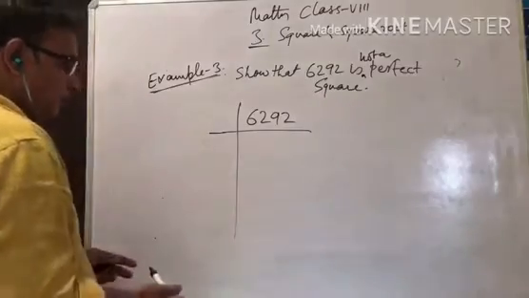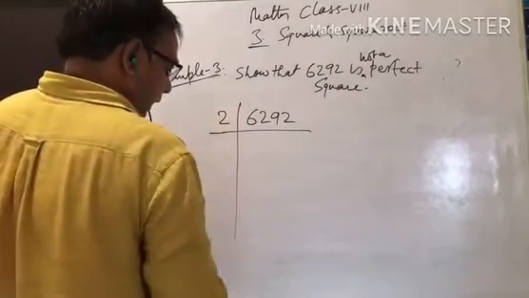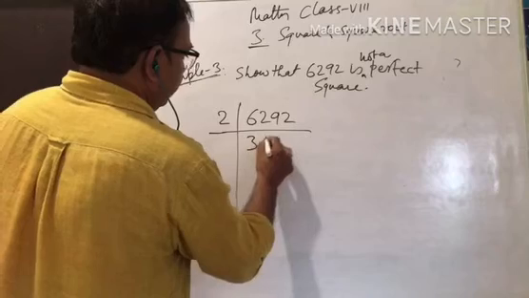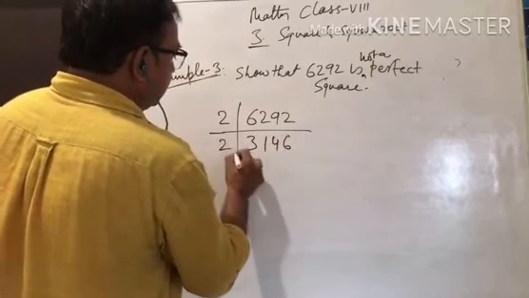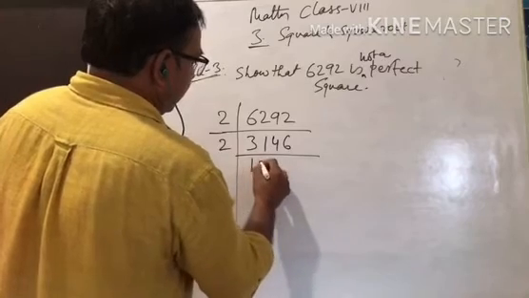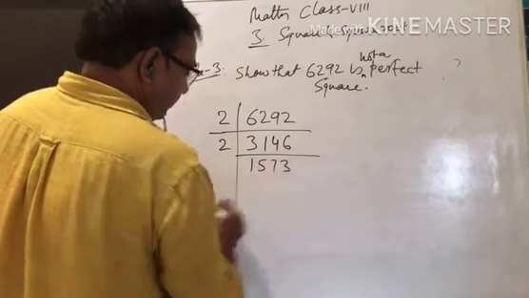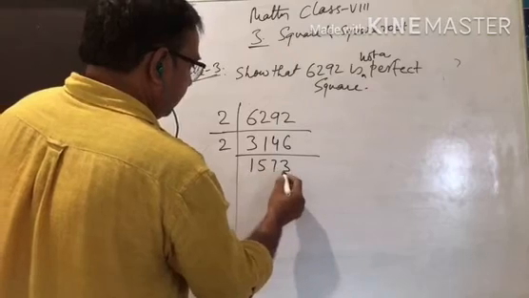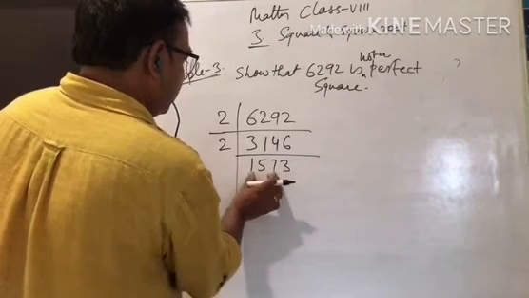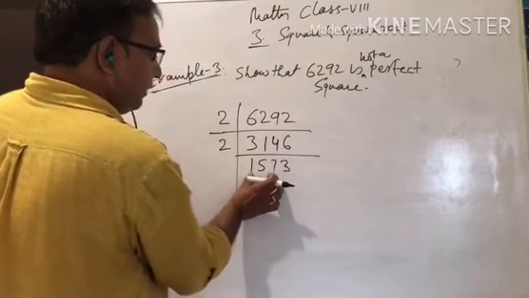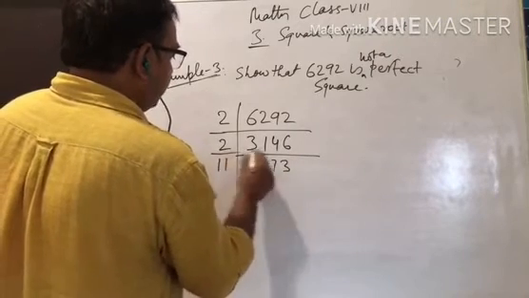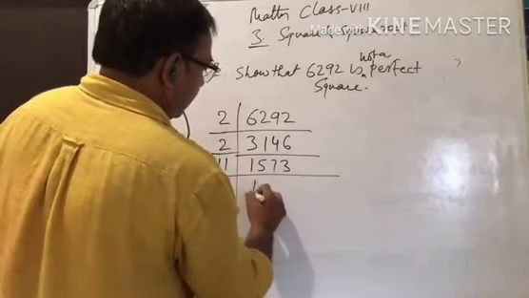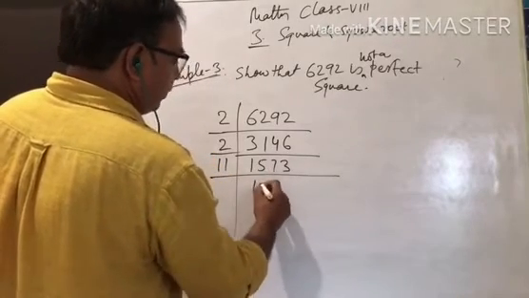So we start the calculation with 2. 6292 divided by 2 is 3146. Again with 2, it's 1573. Then, 7 plus 1 is 8 and 5 plus 3 is 8, so it will be divisible by 11. It's 143.